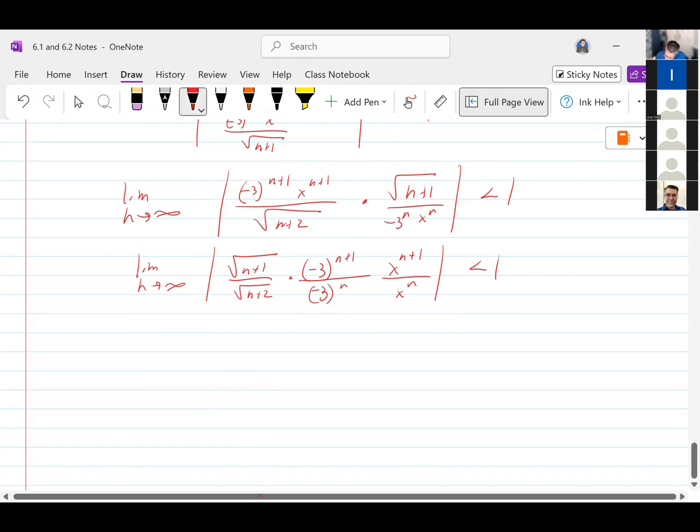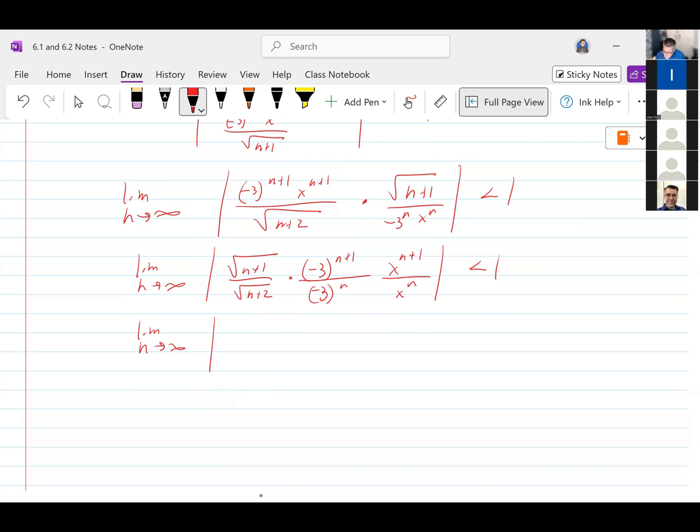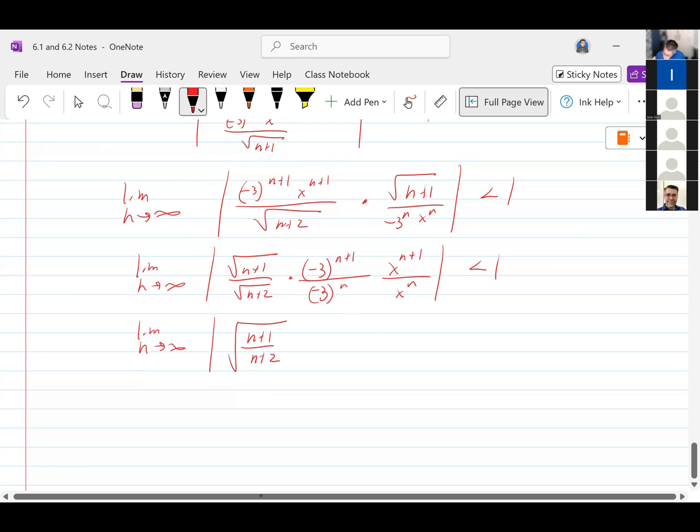Okay, let's take the limit as n goes to infinity of, let's simplify this. Since the top and the bottom are both being raised to the same power or square rooted here, I can square root the whole thing, n plus 1 over n plus 2. This is going to give me a -3, n minus n, that just gives me a -3 to the first power. And then same thing here, that's just going to give me an x to the first power, so that's a -3x is less than 1.